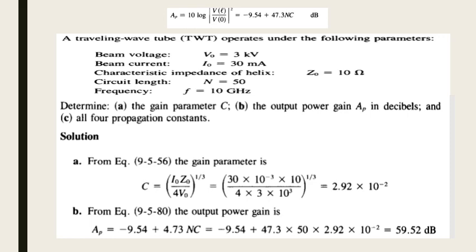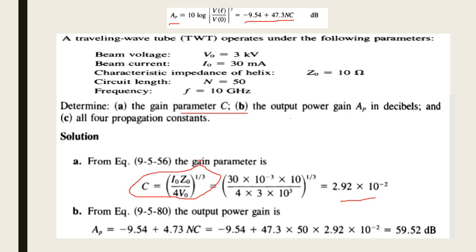We can solve one problem. Before solving a problem, there is one formula for power gain. You can just learn this formula by heart: minus 9.54 plus 47.3 NC, where N over here is circuit length. It is not the number of something. It is circuit length, and capital C is called the gain parameter of TWTA. Both formulas are given. So in this question they have asked you the gain parameter C, which I told you. This gain parameter we normally get from your propagation constants only. This formula has to be learned by heart by all of you. You just have to substitute and get the value.